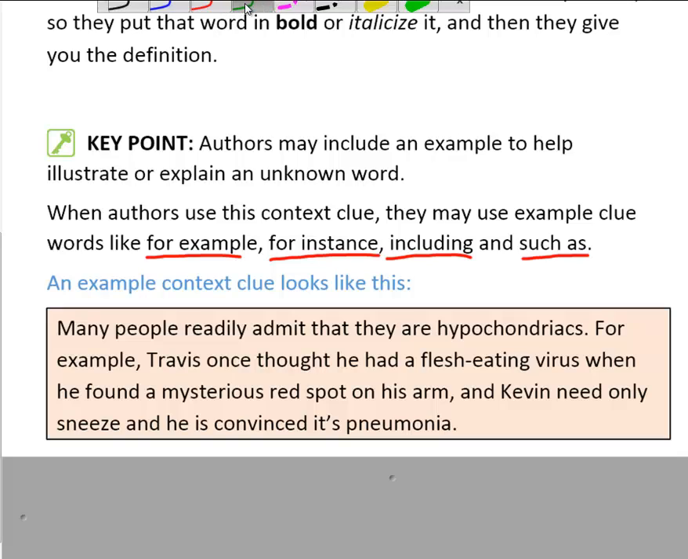Many people readily admit that they are hypochondriacs. For example, Travis once thought he had a flesh-eating virus when he found a mysterious red spot on his arm, and Kevin need only sneeze and he is convinced it's pneumonia. So let's say you're reading this and you come across the word hypochondriacs and you think, I have no idea what a hypochondriac is. Well, here the author is letting you know that he's going to give you an example of what a hypochondriac is.